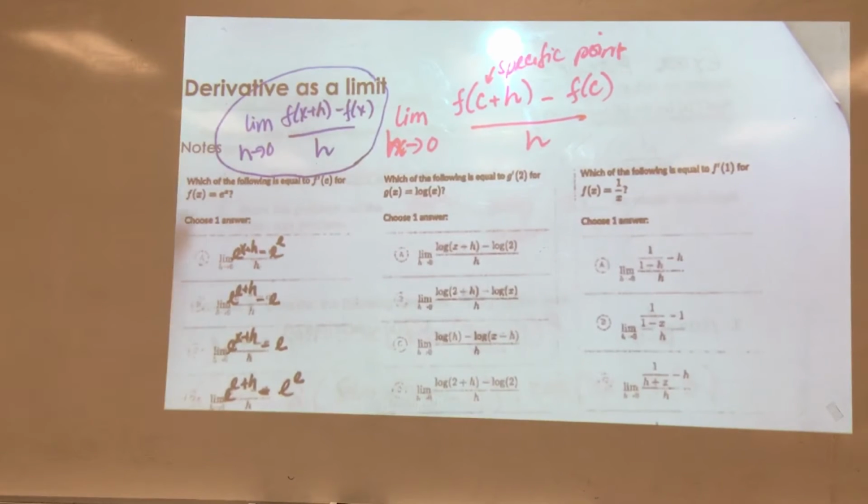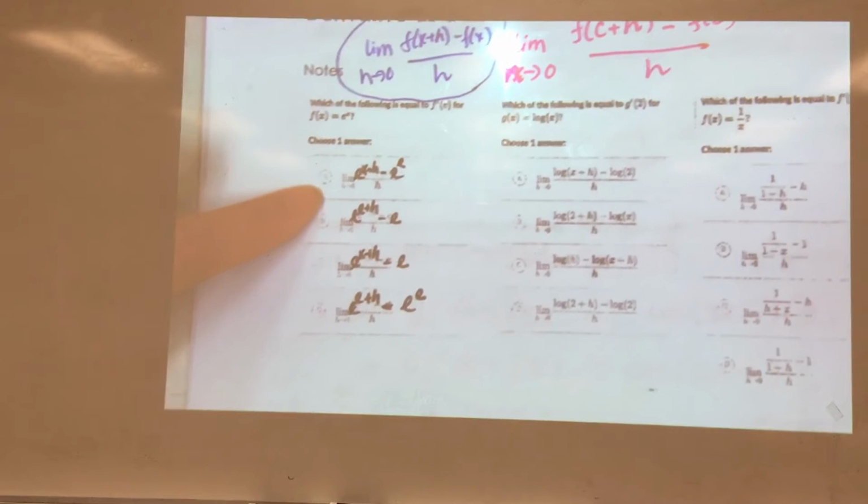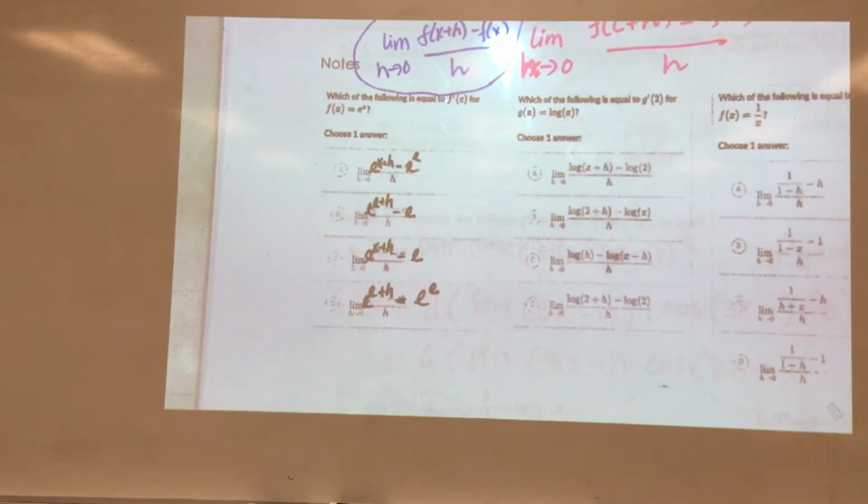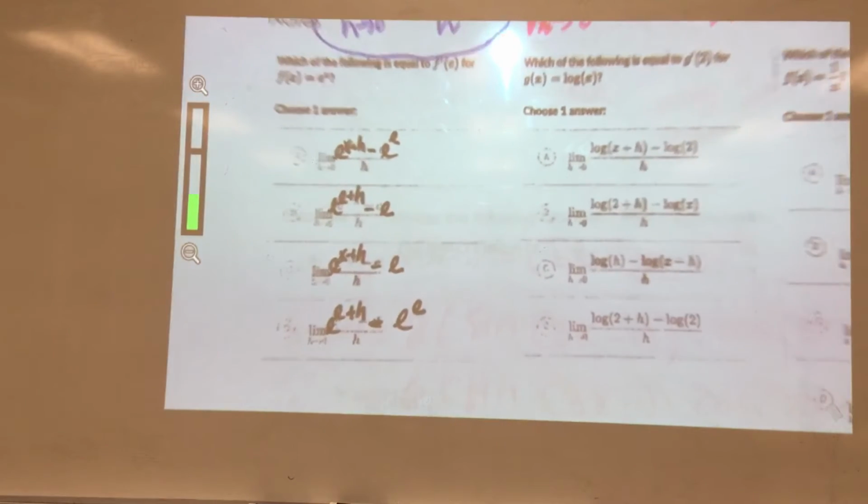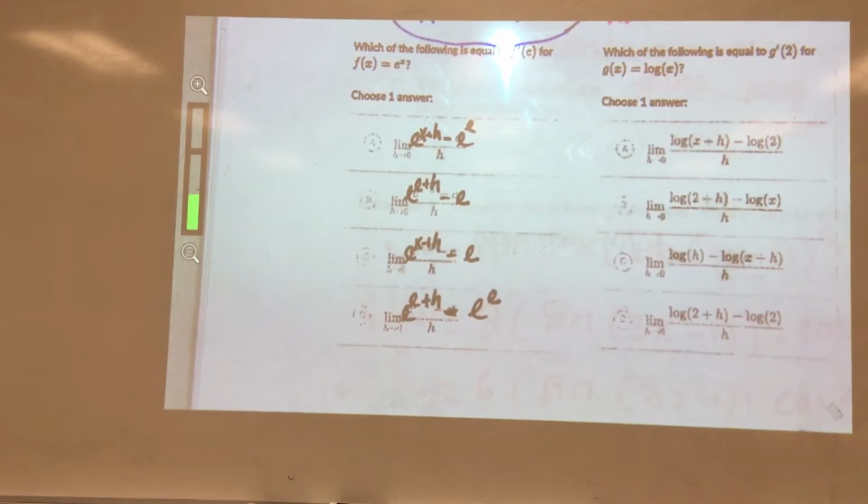Okay, so for the first one, take a minute. When I make copies, the thing is not really clear, so you want to take a minute and jot down e to the x plus h minus e to the e. So right now you may want to pause the video so you can copy down the choices.